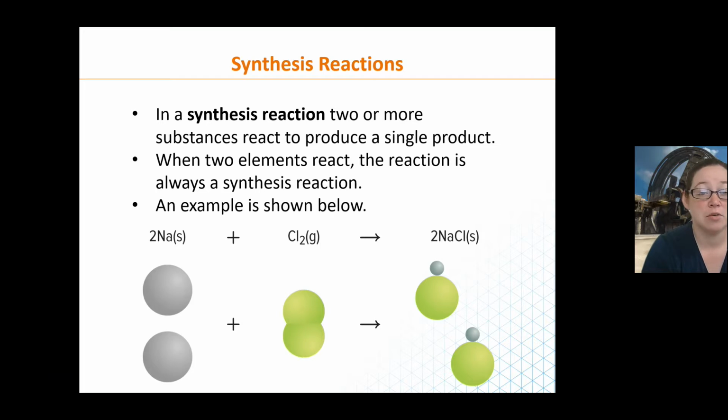And so the example here is sodium and chlorine combine to create sodium chloride, or table salt. Okay, right? Sodium's a metal, chlorine's a halogen, and then it creates an edible product, table salt.